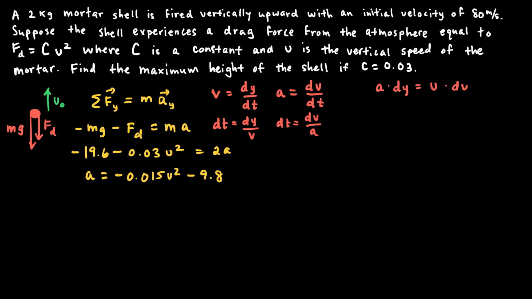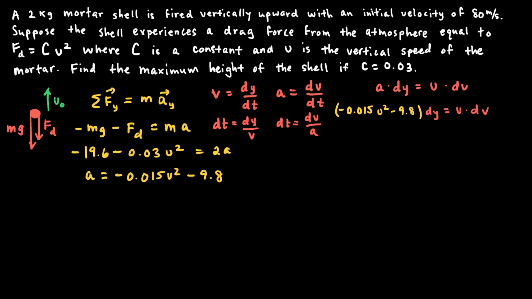What this will allow me to do next is, first, substitute my equation for the acceleration into this expression, right? On the left-hand side I have a times dy, and there I'm going to plug in my expression for the acceleration. So I have minus 0.015 v squared minus 9.8 times dy equals v times dv.